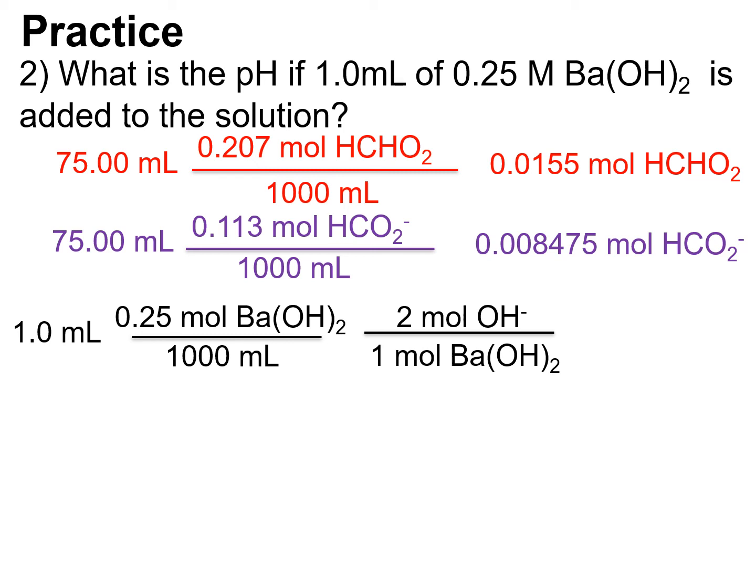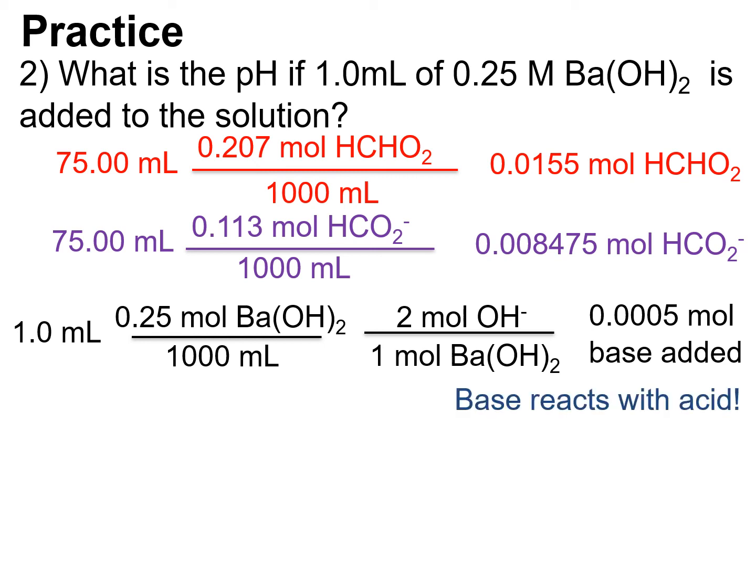This one is a little different from the last one because I'm getting 2 hydroxides for every 1 mole of barium hydroxide. So make sure stoichiometry keeps track of how many OH minuses you're getting per unit of your base. This gives me a number of moles of base. Again, this base is going to react with my weak acid.